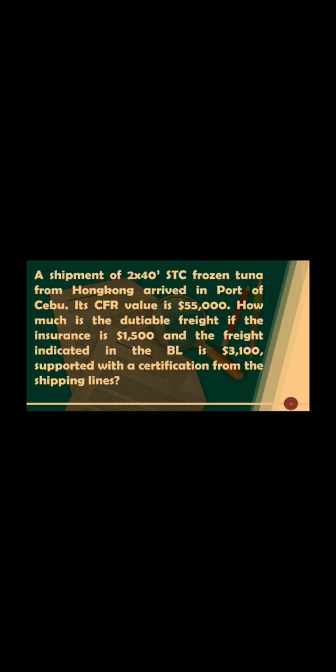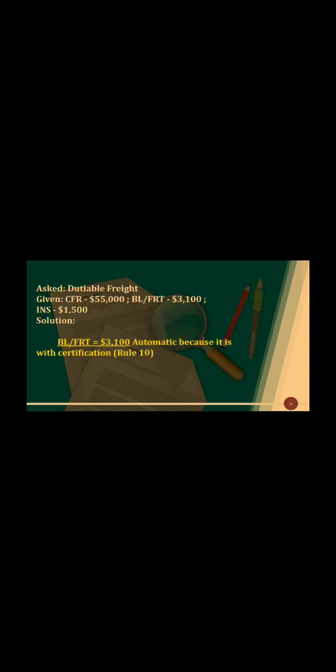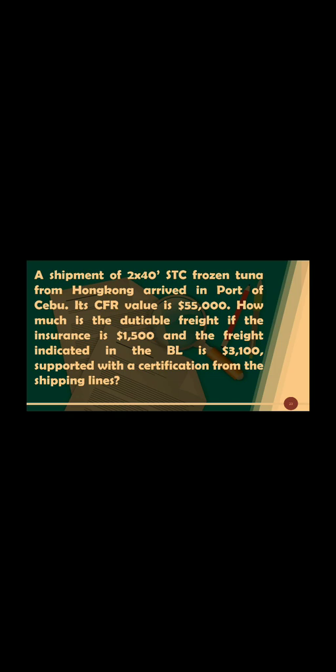And next is a shipment of 2x40 STZ frozen tuna from Hong Kong arriving in port of Cebu. Its CFR value is $55,000. How much is the dutiable freight if the insurance is $1,500 and the freight indicated in the bill of lading is $3,100, supported with a certification from the shipping line? Bear in mind that the bill of lading freight indicated in the problem is supported with a certification from the shipping line.